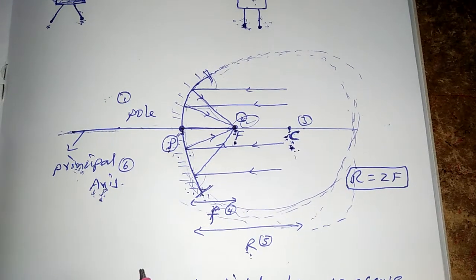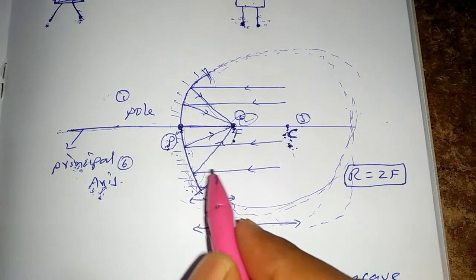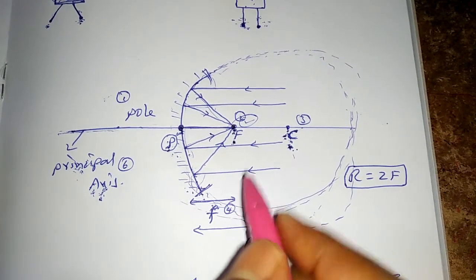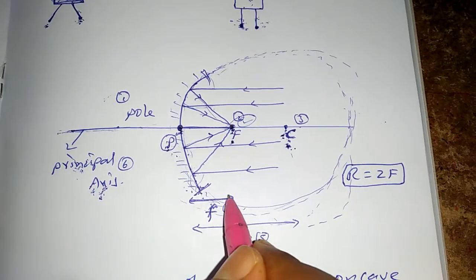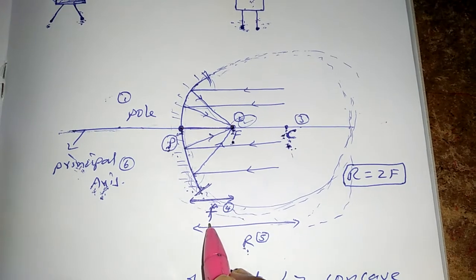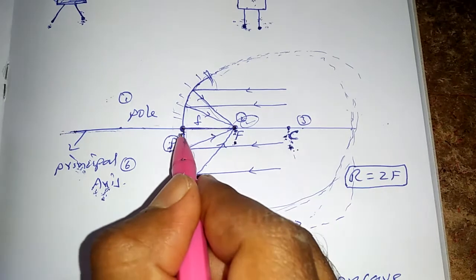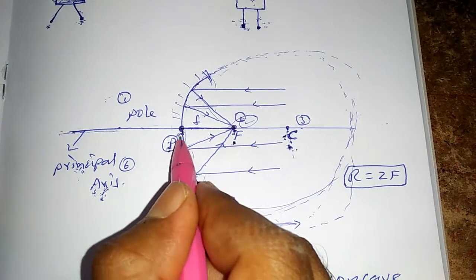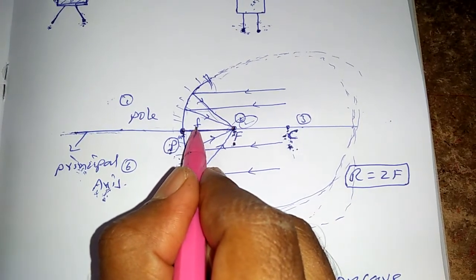Now let us go through the fourth definition, that is focal length. Focal length is denoted by the small letter f. Focus is denoted by the capital letter F, but focal length is denoted by the small letter f. What is focal length? This is the focal length: the distance between the pole and the focus is called the focal length.